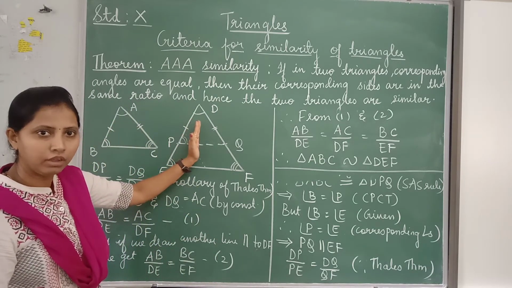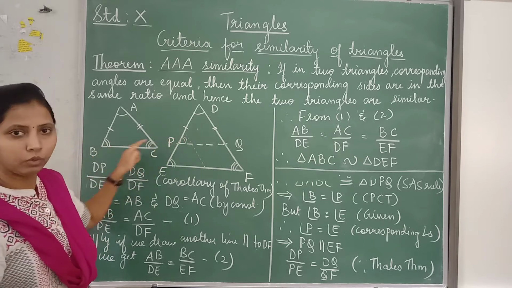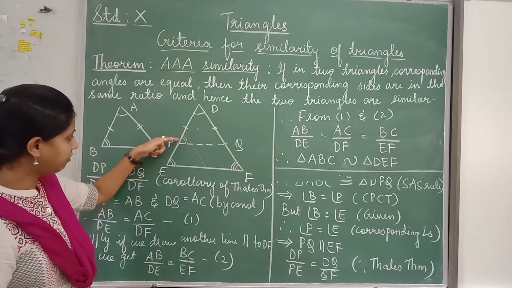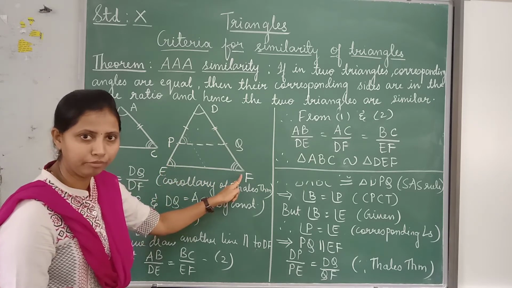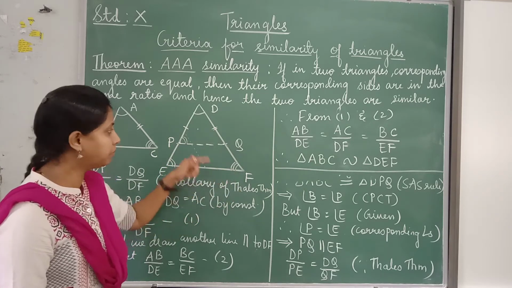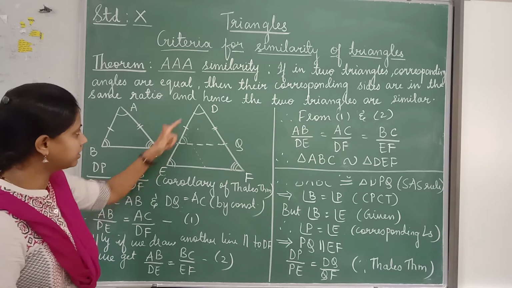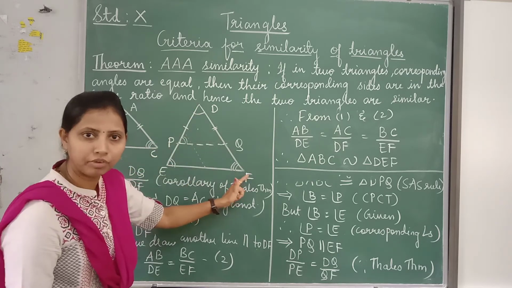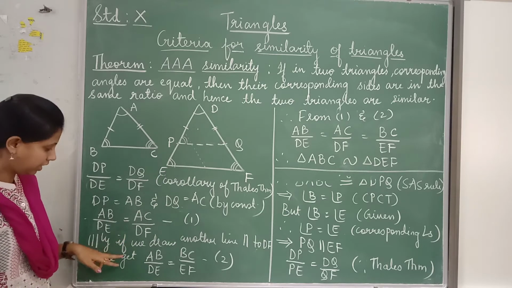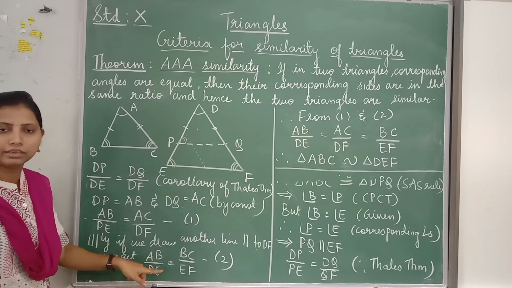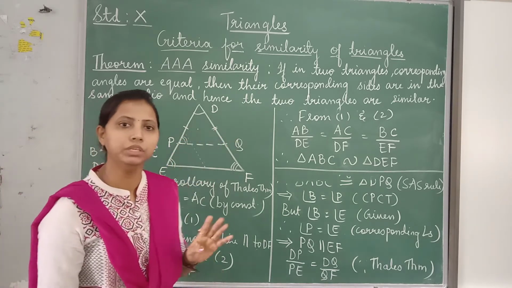PQ, then corresponding angles will be equal, and therefore angle P will be equal to angle E. So PQ will be parallel to EF. Then using Thales theorem, write the corollary: DP by DE is equal to DQ by DF, and then substitute by construction. Write this similarly, get the second equation, and the theorem is proved.